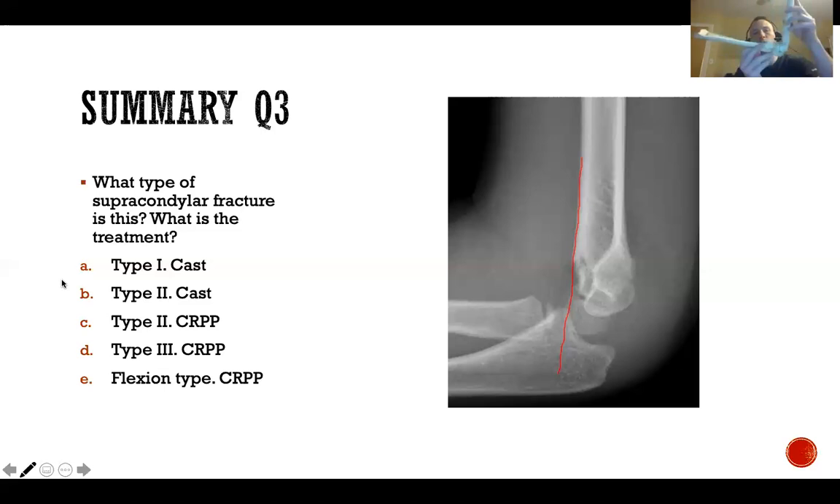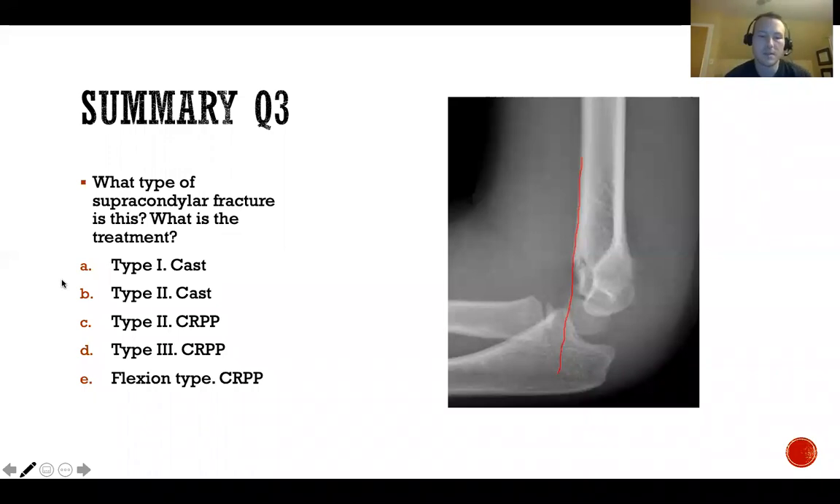So basically, the deciding factor, do you need to take this patient to the operating room and put pins in, is, can I keep it reduced like this, or do I need to go like this to hold it reduced? And if I have to go this far to hold it, then I should stop, take him to the operating room, and then put pins in.